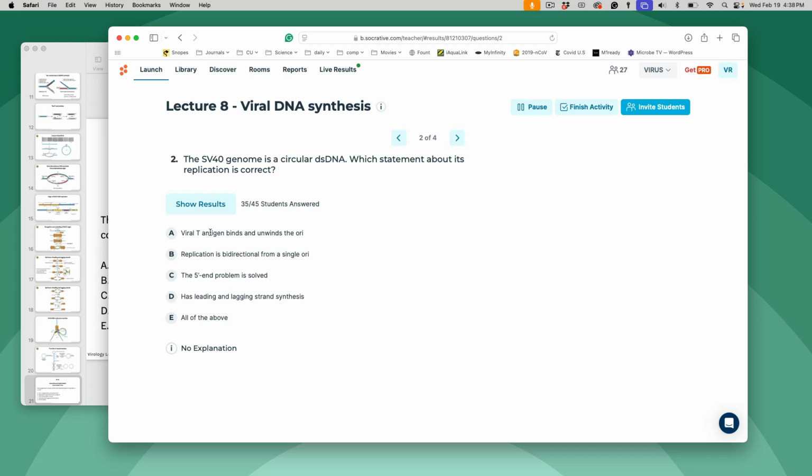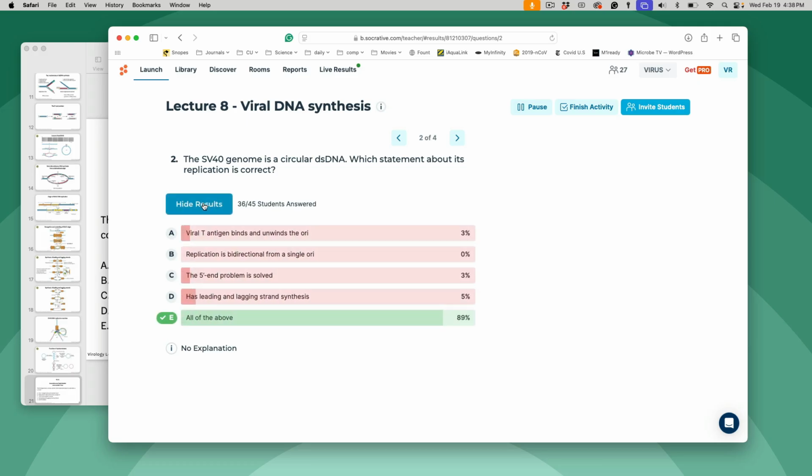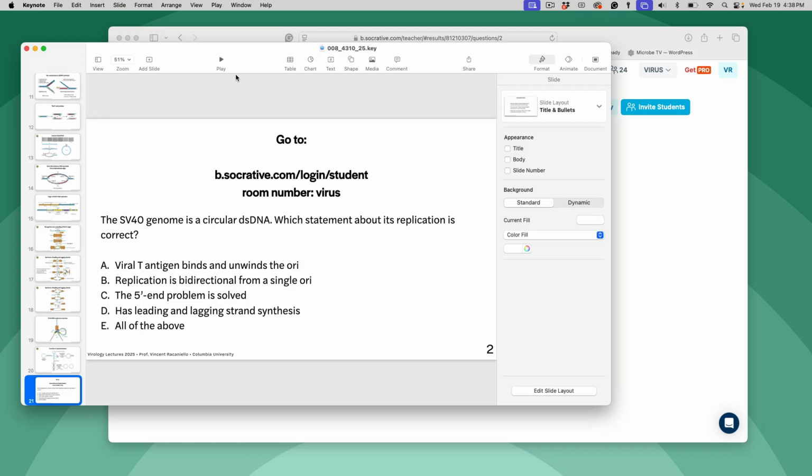Okay, how did we do? Yep, all of the above. The T antigen binds and unwinds the ORI. Replication is bidirectional from a single ORI. The 5' end problem is solved, and it has leading and lagging strands. All of the above are correct.